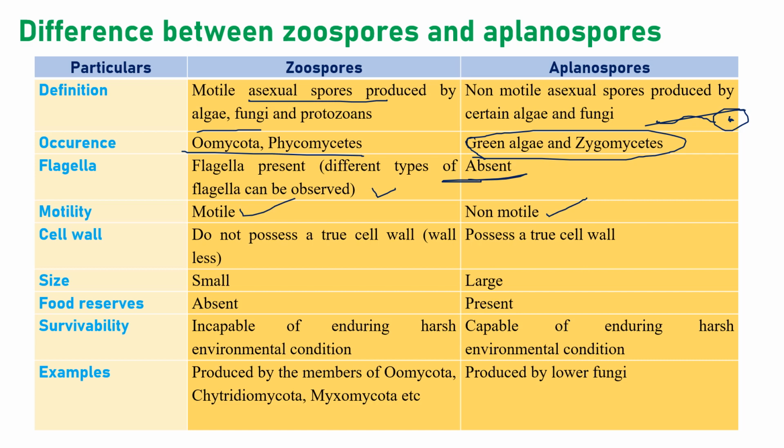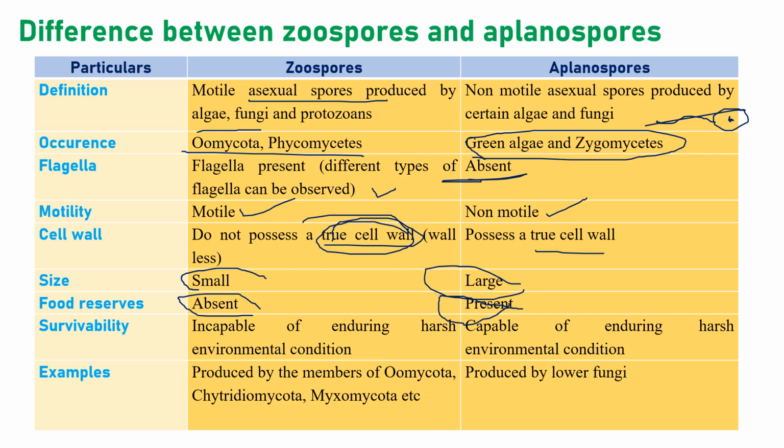Cell wall: zoospores do not possess any true cell wall. They're actually wall-less. In zoospore morphology I also explained that it contains a cell and some kind of a membrane, right? Aplanospores possess a true cell wall. Size: zoospores are very small, comparatively, while aplanospores are big in size. Food reserves are generally absent in zoospores, whereas aplanospores contain food reserves.